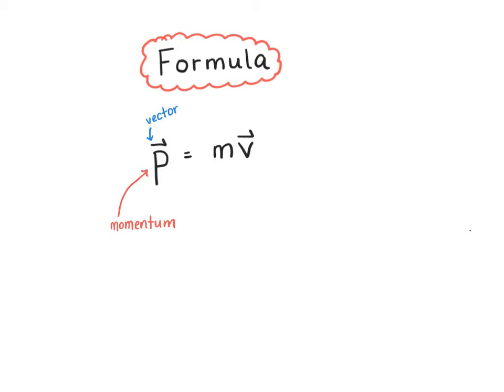The units for momentum are kilograms times meters per second. The m here is mass, so the mass of the object measured in kilograms. And the v is velocity, also a vector quantity, and velocity will be measured in meters per second.